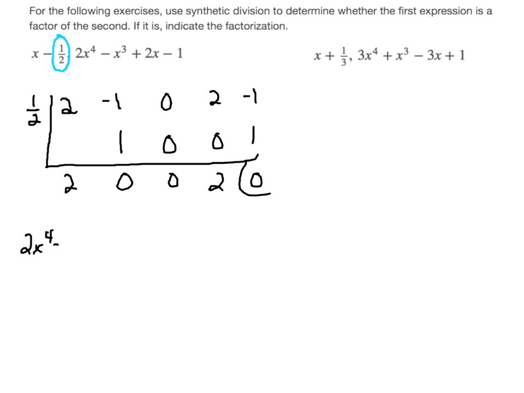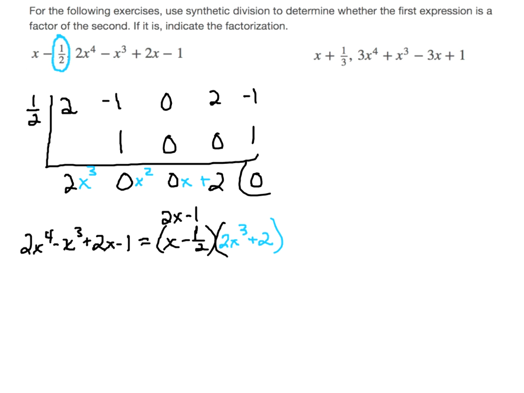What this says is 2x to the 4th minus x cubed plus 2x minus 1 is equal to my divisor, x minus 1/2, times, which I could also write that divisor as 2x minus 1, remember, times my quotient. I started with an x to the 4th. I took one factor of x out, so that leaves me with an x cubed, 0x squared, 0 x's, and a positive 2. So that leaves me with 2x cubed plus 2.